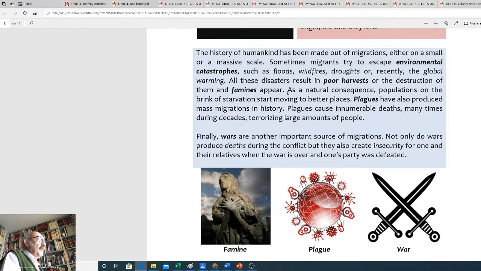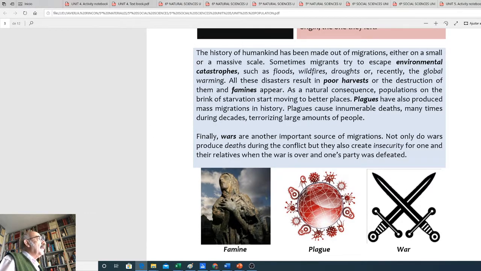Sometimes migrants try to escape environmental catastrophes such as floods, wildfires, droughts, or recently global warming. And all these disasters result in poor harvests, malas cosechas, or the destruction of them, and famines appear. Famines, in Spanish we call it hambrunas, when people are starving. When people are starving, they can't stay in the same place. They have to move.